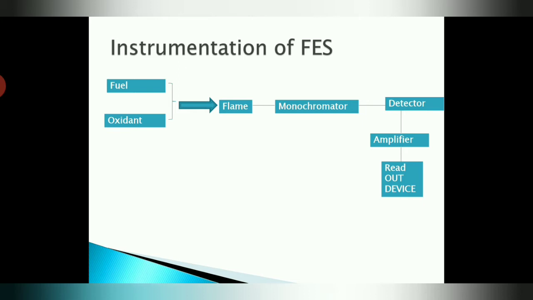Then the sample signal is transferred towards the monochromator. The monochromator selects the wavelength of light and transfers it towards the detector. Here we are using the photomultiplier tube as a detector, and finally the detector generates data and sends it to the amplifier, and the amplifier does the total manipulation and gives it to the readout device in the form of a graph or digital system. We are getting our result.